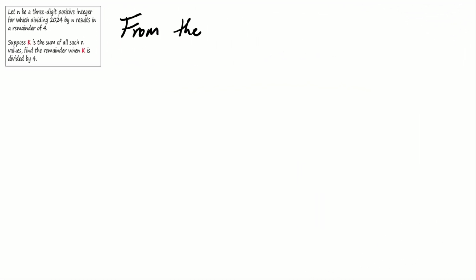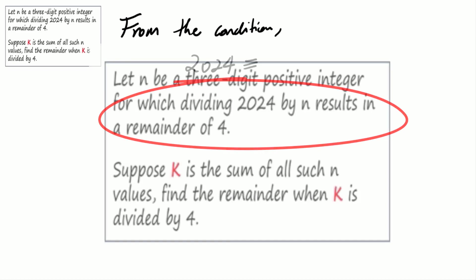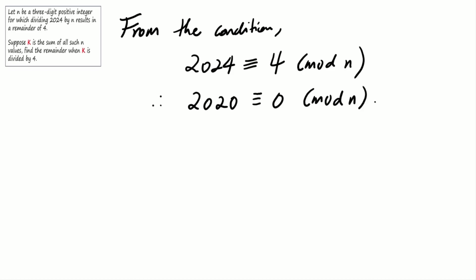Given the condition that 2024 gives a remainder of 4 when divided by n, it implies that 2024 is congruent to 4 modulo n. This means that 2020 is divisible by n. That is, 2020 is congruent to 0 mod n.